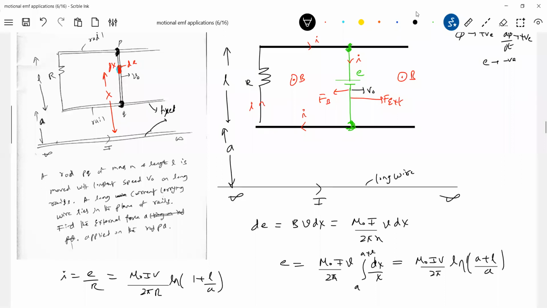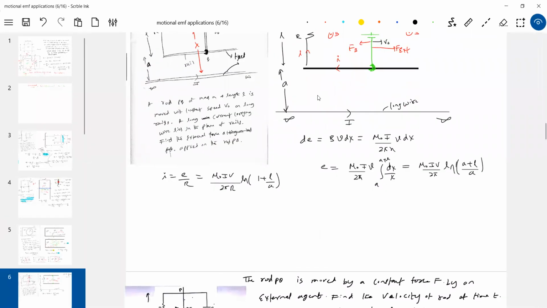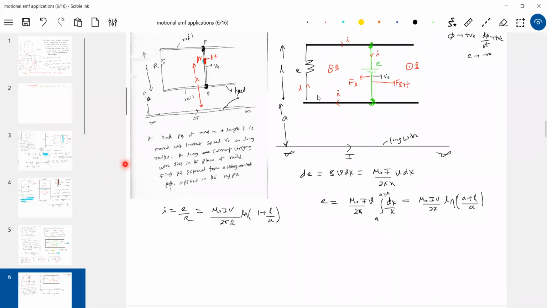How to get that external force? Again, I'm going to assume a small element dx. Then what is the ampere force acting on that small element? Then I'll integrate to get the total ampere force acting on the rod PQ. That much external force should be applied on the rod PQ so that the speed of the rod will remain constant. All these are there in EDO, I just picked them up. All these are very basic fundamental questions.